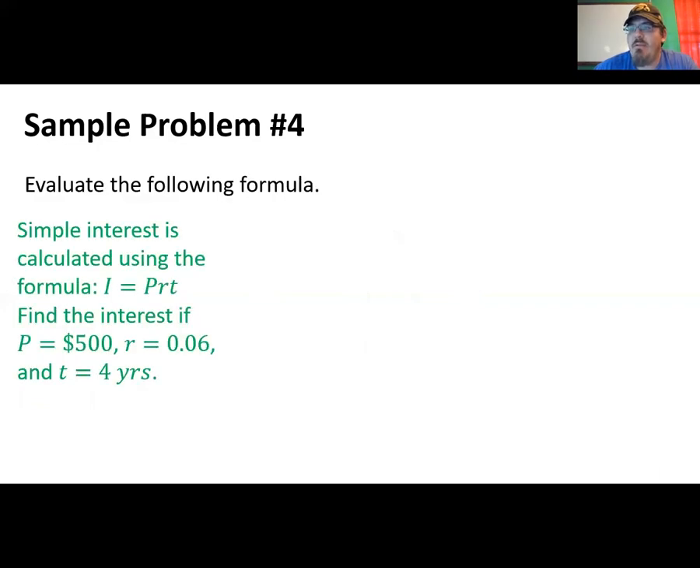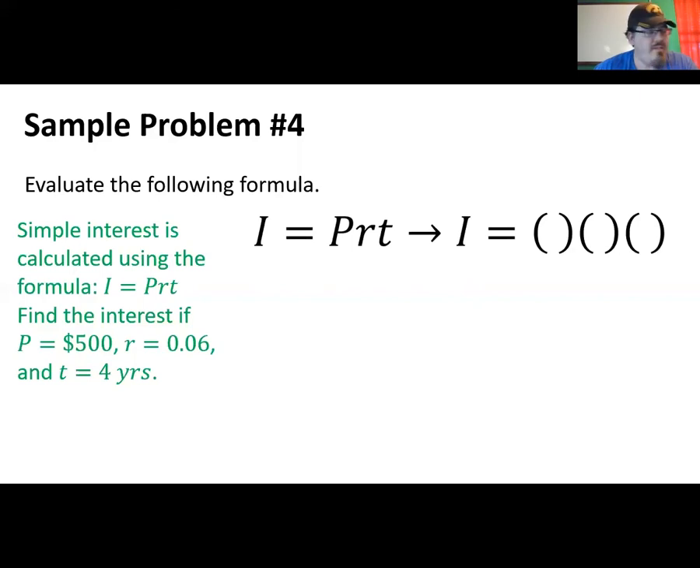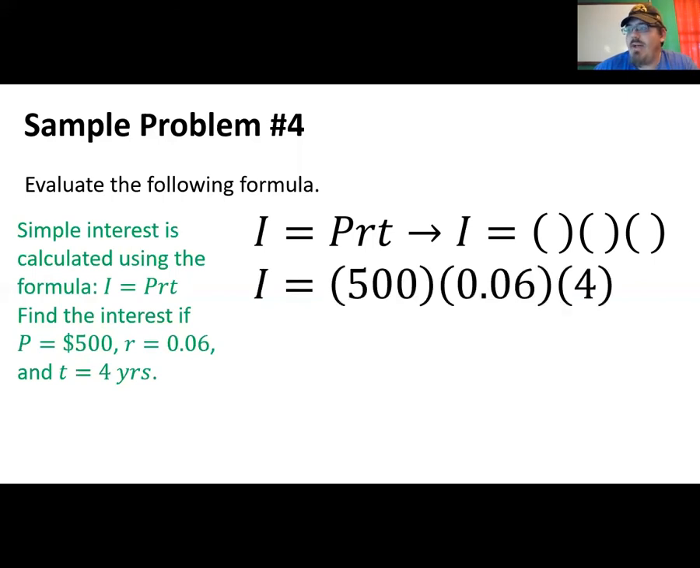Let's do one more formula example. This is one that you're going to see a lot later on in this course, and this is the formula for simple interest. Interest, or I, is equal to P times R times T. The P stands for principal, the R stands for the annual rate, and the T stands for time. So we're going to find the interest if P equals 500, if R equals 0.06, and if T equals 4 years. Again, we replace each of the variables with parentheses. Then we substitute in the values that we were told: 500 in for P, 0.06 in for R, 4 in for T.